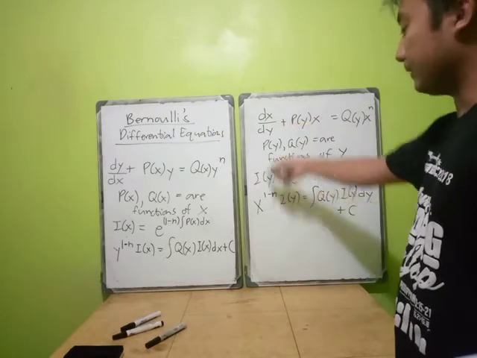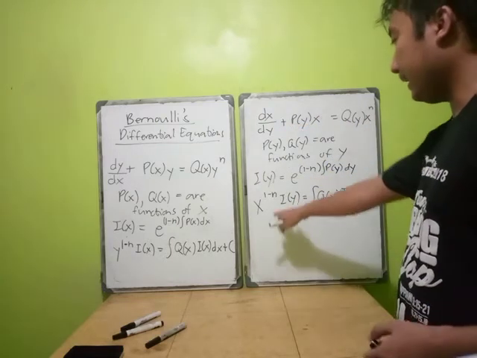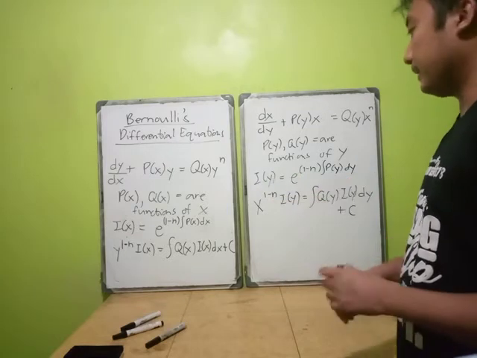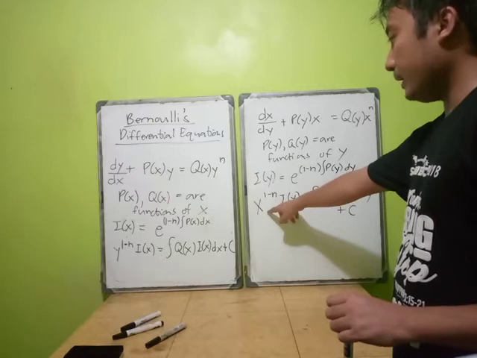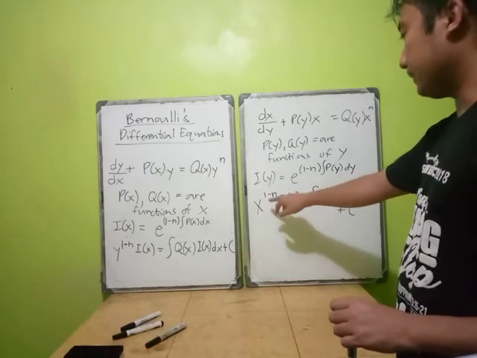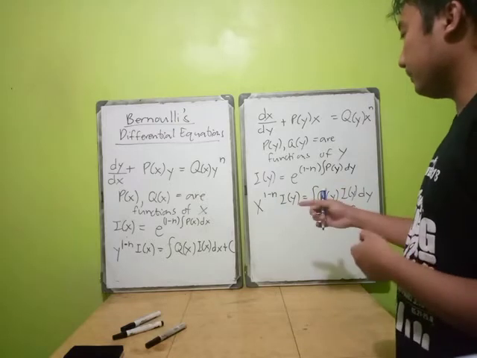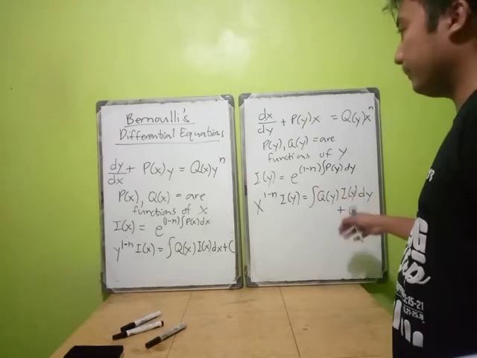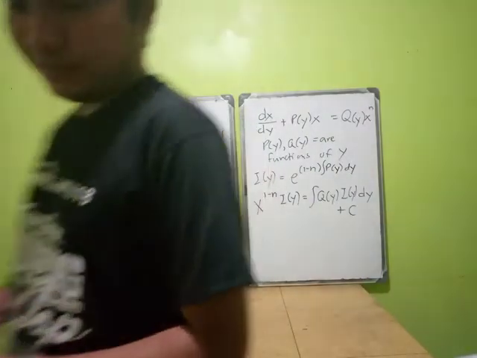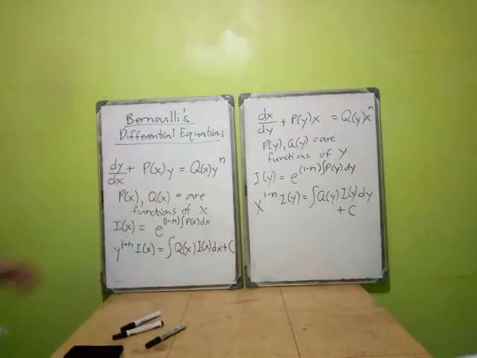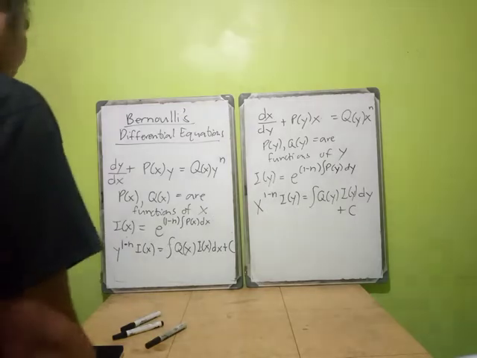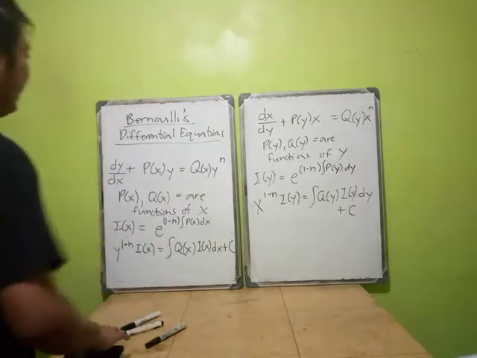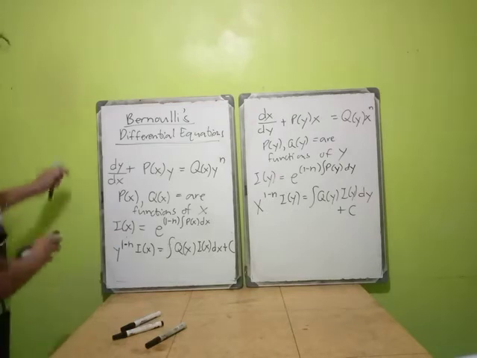Kapag yung dy yung nasa ibaba, and then, instead of y, x na ang magiging yung katabi ng integrating factor. So, x to the power of 1 minus n multiplied by I of y is equal to the integral of q of y, I of y dy plus the constant. Okay? So, sana naintindihan. Okay, so ito yung mga formulas. Okay? So, maybe, without further ado, let's have an example. Okay, so let's have our first example.